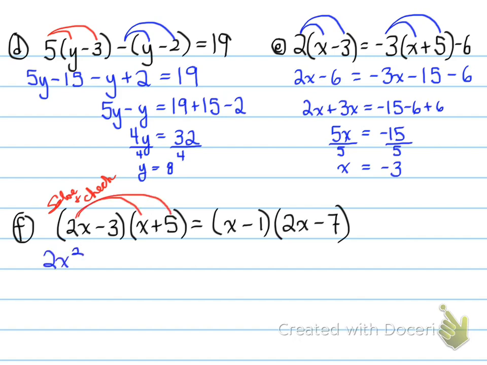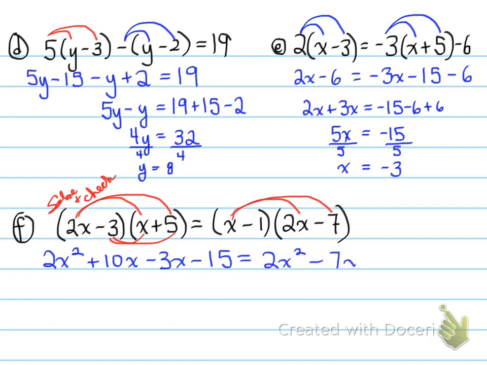2x times x is 2x squared. 2x times plus 5 is plus 10x. Minus 3 times x is minus 3x. And minus 3 times 5 is minus 15. Is equal to x times 2x, which is 2x squared. X times minus 7 is minus 7x. And then minus 2x, and then the last one, folks, is plus 7.